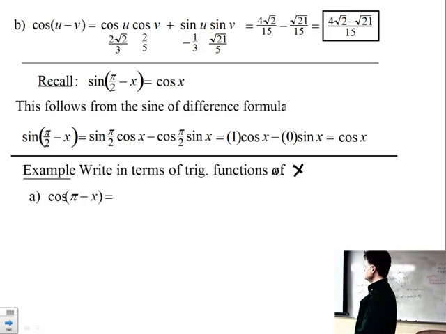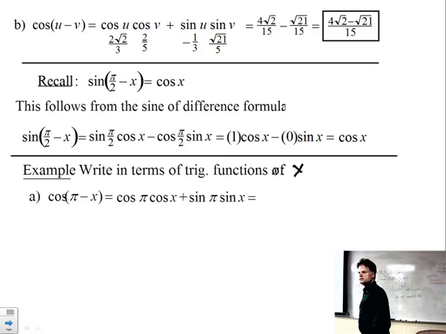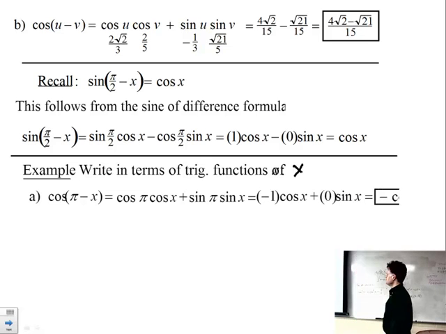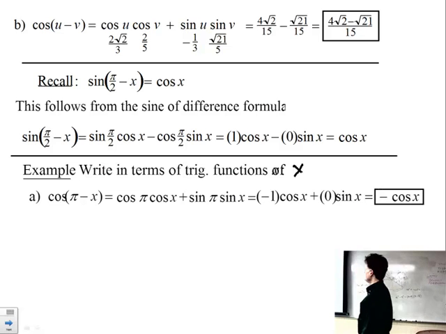Alright, cosine of pi minus x. Writing it out. Cosine of pi is what? -1. Sine of pi is what? 0. Good. So this is negative cosine of x. Call this the supplementary angle formula for cosine.